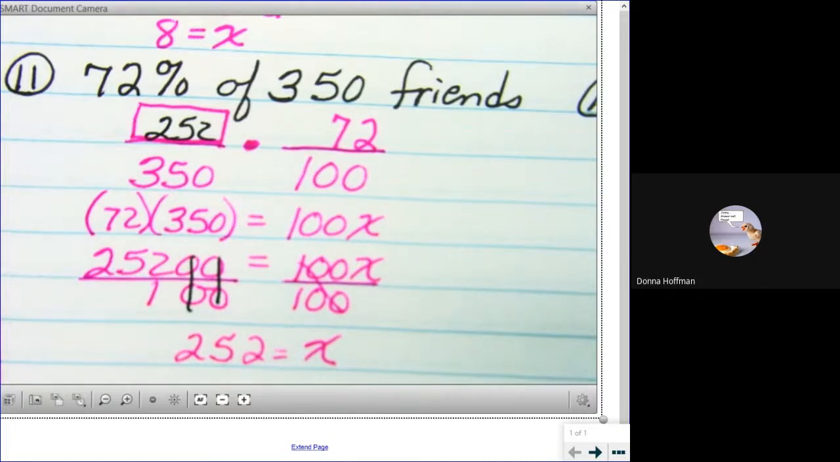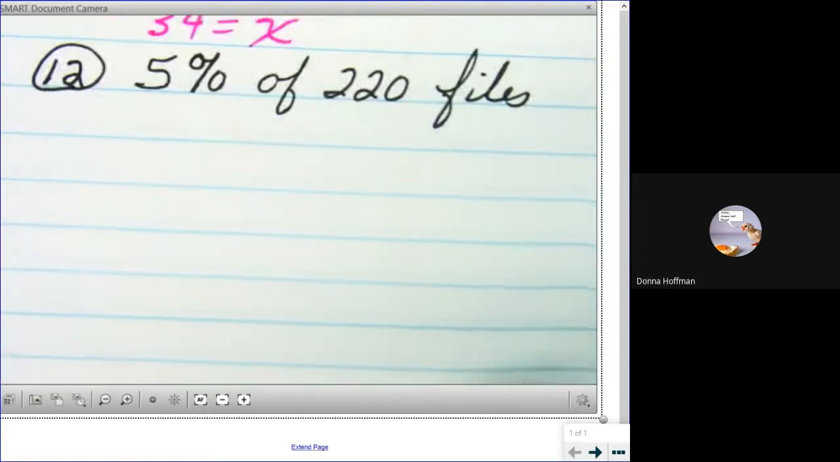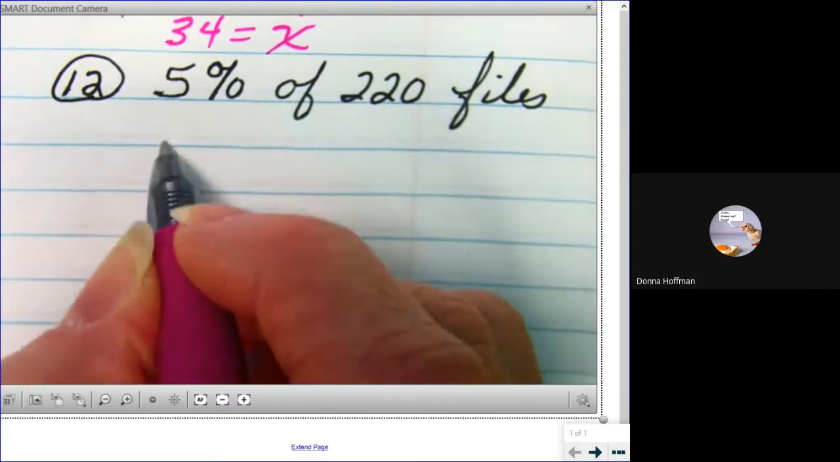The last problem from your homework last night was number 12, and it's 5% of 220 files. 5%. 220. You setting it up already? Can I switch it over yet, Natalie? 5% of 220. So let me set it up.